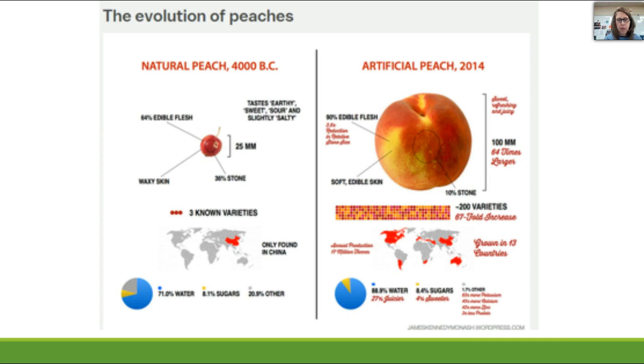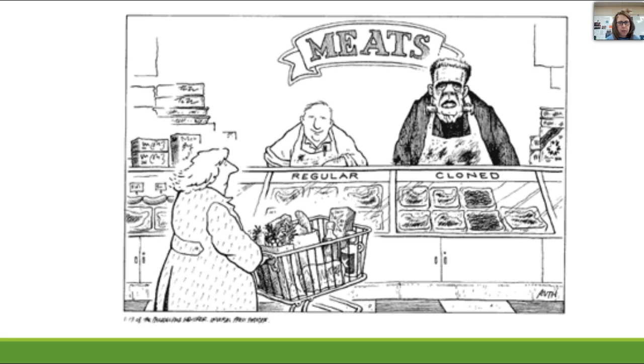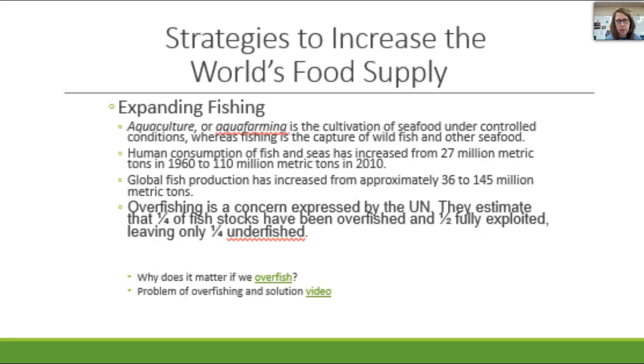So here's an example of the way that breeding was done over time. And so with the natural peach from 4,000 years ago until now, an artificial, meaning this has been selectively bred over time, and so they've really changed what it is, because I don't know about you, but I'd rather eat that peach than the other peach. And so we've got a difference there. And then for meats, regular versus cloned. And so it just brings up the issue that people have a lot of discomfort with GMOs, and what does all that science mean for our food supply.